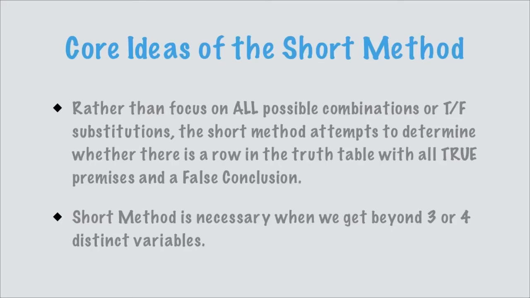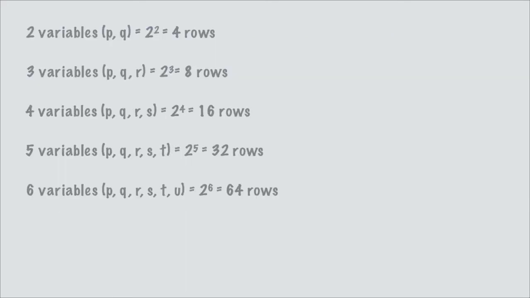Now, this is fine if we only have two or three, possibly four letters. But what happens when we actually get into larger premises or larger arguments that have more variables in them, right? So if we think about what it takes to actually put together a table mathematically, we can see that our truth tables become really unmanageable the minute you get past a certain number of variables. So let's take a look.